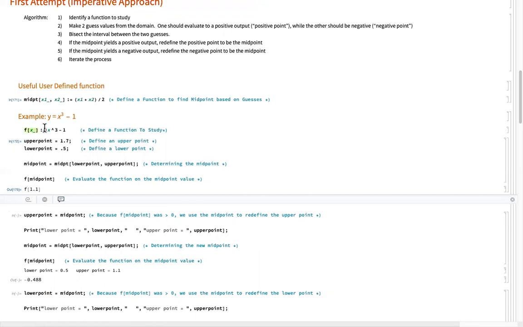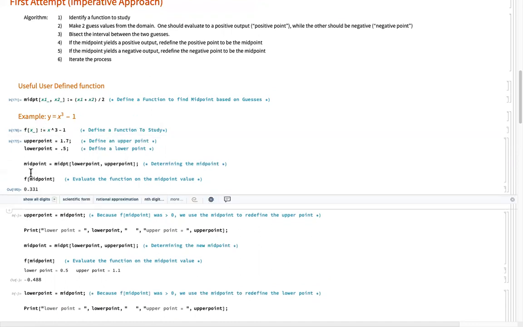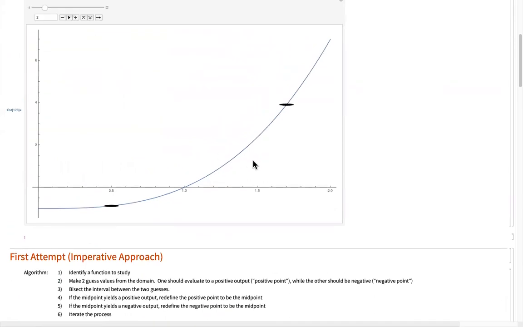So I apologize, I think I forgot to, there we go. And it comes out to be 0.331, it's positive. The idea would be I go over here at the midpoint and the function is positive. So I should move the upper limit down.